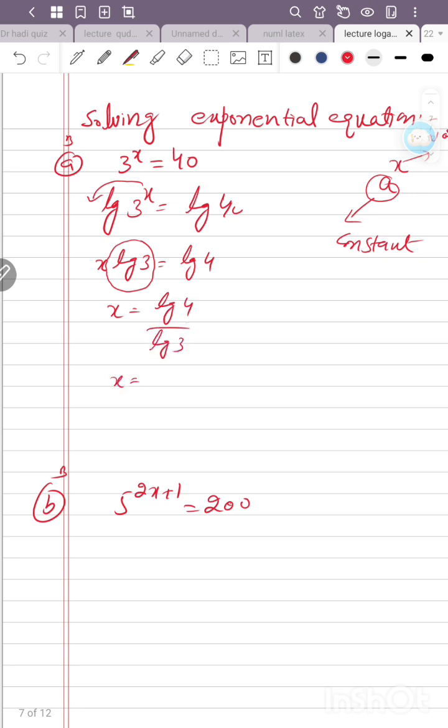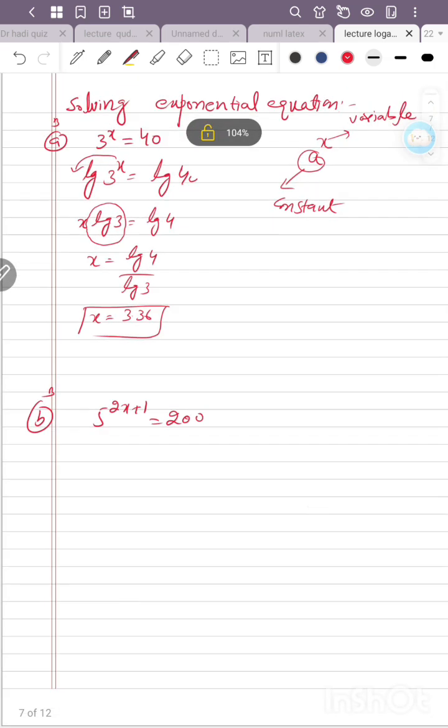Here x will be, we get the answer is 3.36. This is our answer. You put this value, log of 4 divided by log of 3, in the calculator, and we get the answer. Okay, now similarly the next question, this is the same case.